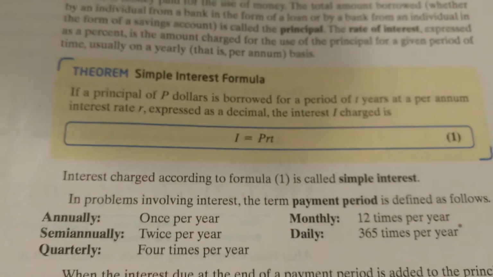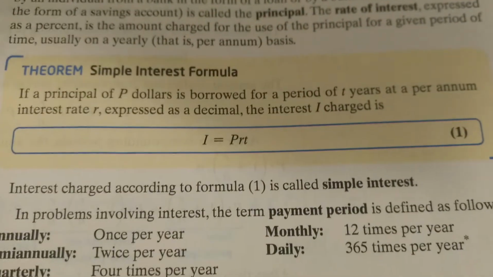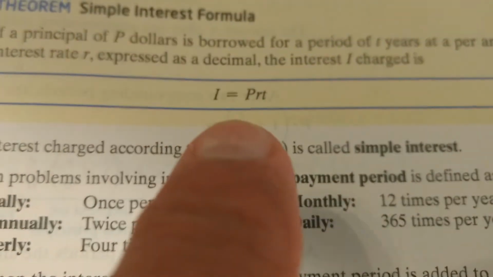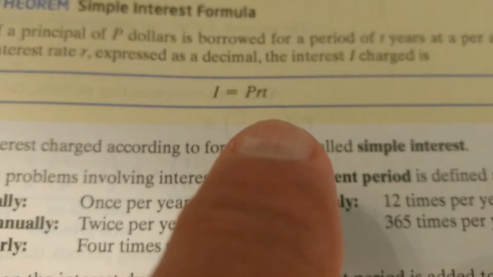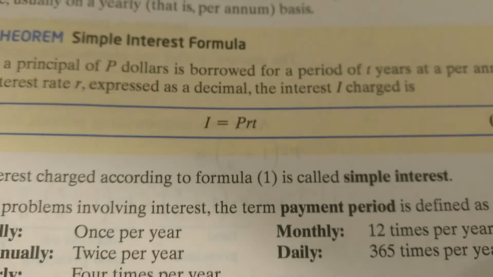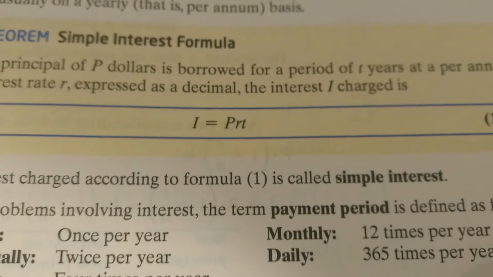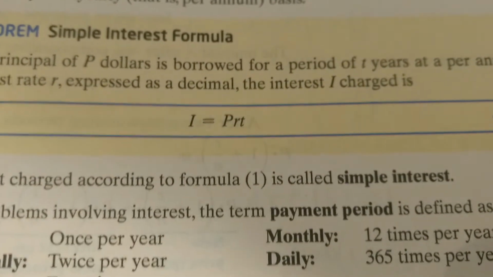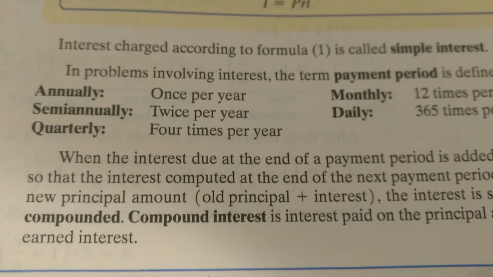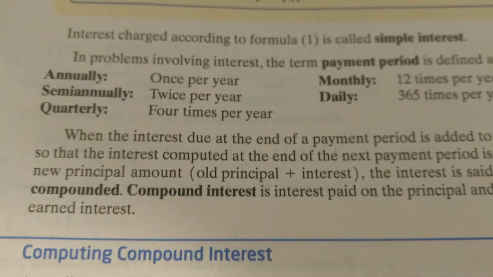First formula I have shouldn't be new to you. It's a simple interest formula where I equals interest, P is principal, R is rate, T is time. Make sure you understand that for most of these formulas, T is in terms of years. There's also the compound interest formula, and there are 5 particular ways they compound interest.